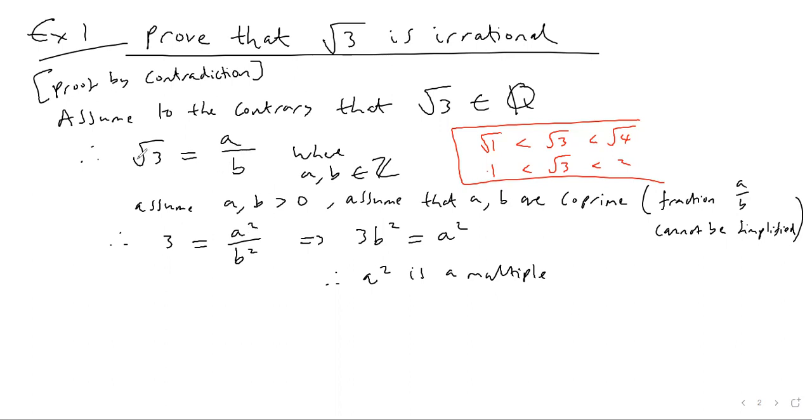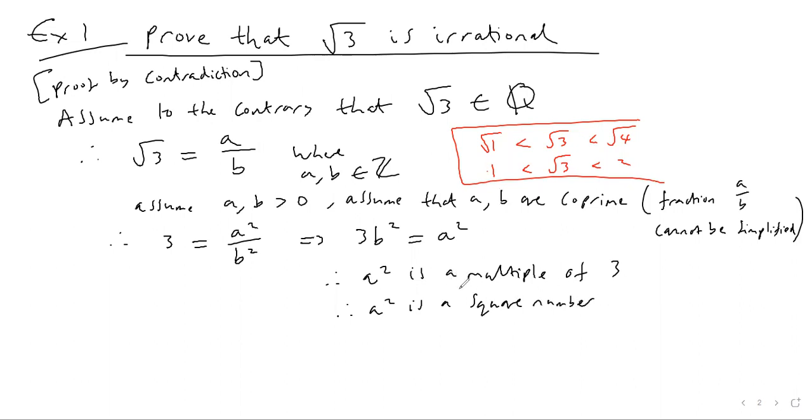So again, we square both sides of the equation, get 3 equals a squared over b squared, times both sides by b squared, 3b squared equals a squared. So therefore, a squared is a multiple of 3. Now, a is a positive whole number. We've assumed that it's an integer bigger than 0. So a squared is a square number, and all square numbers are positive. So it's a square number, and it's a multiple of 3.